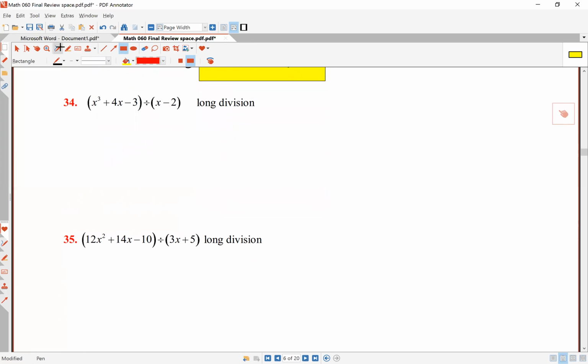Okay, then you're going to have long division on this test. Guaranteed to see a long division problem. The divisor is x minus 2, and I'm going to divide that into x cubed. There's missing the x squared term, so I'm going to put a placeholder in there, put a 0 for it, plus 4x minus 3.